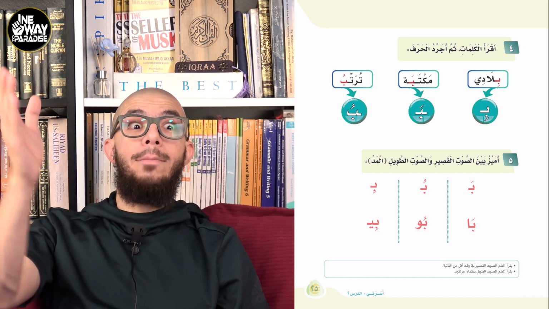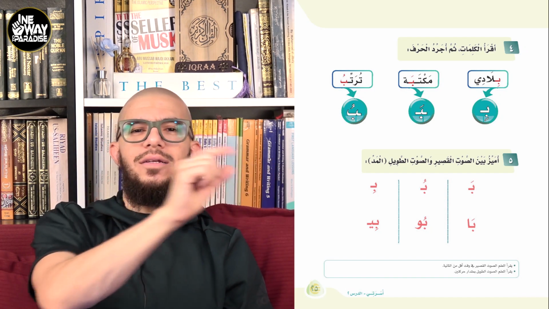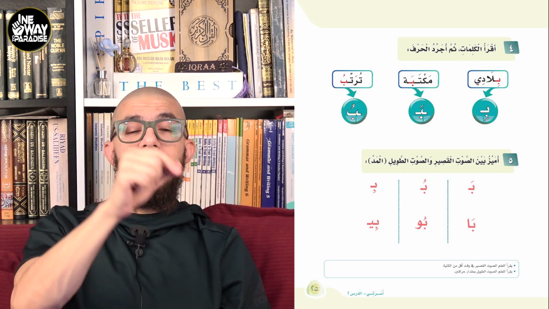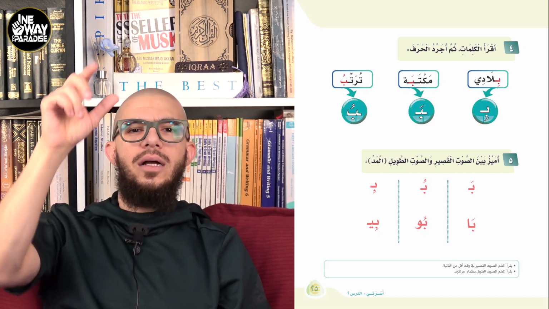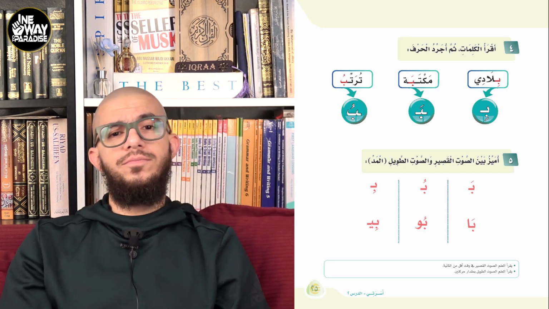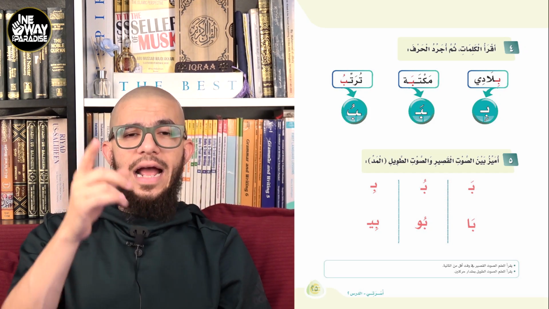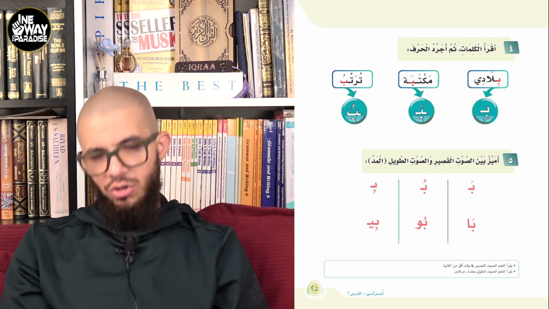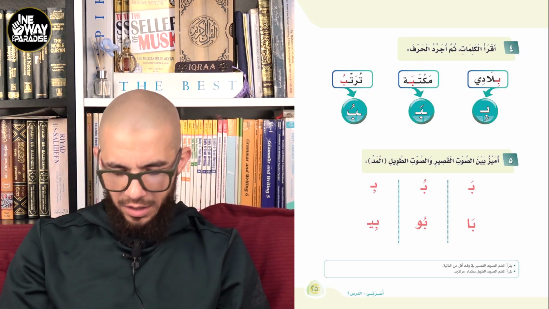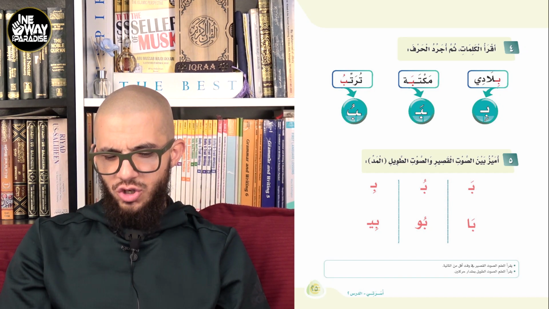Babubi, babubi, babubi, babubi. So if it's fatha, dhamma, kasra, it's babubi. And if it's long one, babubi. That's important because when you read the Quran, you're going to find both. You're going to find words that have an alif, a waw, or a ya, and you're going to find one that has a dhamma, fatha, or kasra. So make sure you know it.